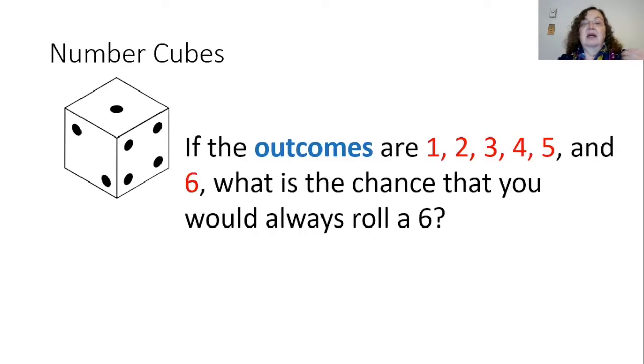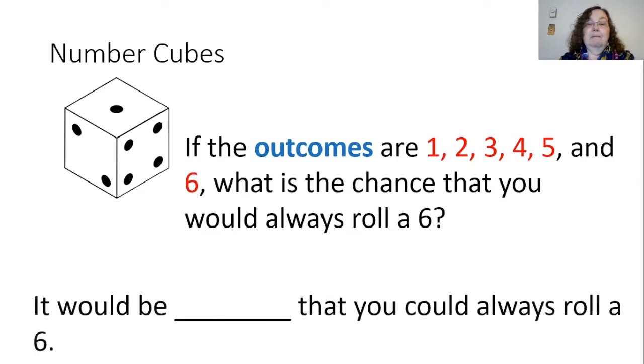So if the outcomes are 1, 2, 3, 4, 5, and 6, what is the chance or probability that you would always roll a 6? What word would you use? Remember, we have impossible, unlikely, equally likely, likely, and certain. What word would you put there? I would say unlikely that you would always roll a 6 because there are 5 other numbers.